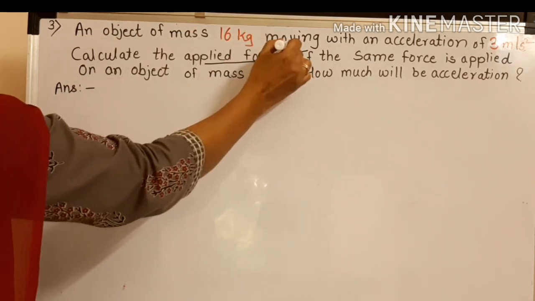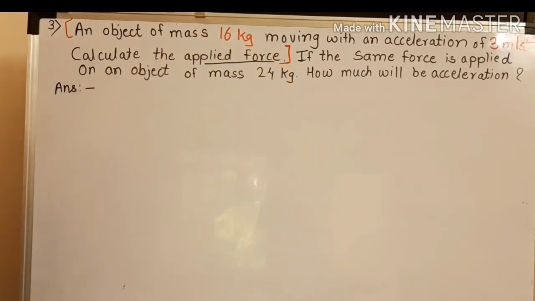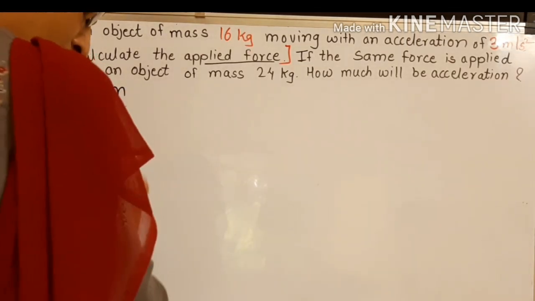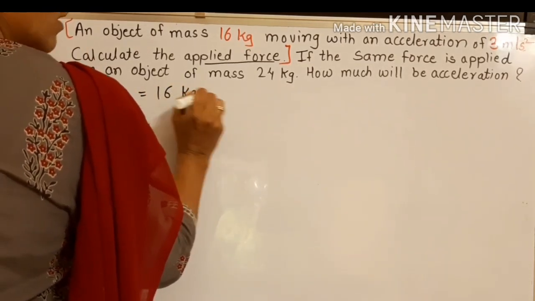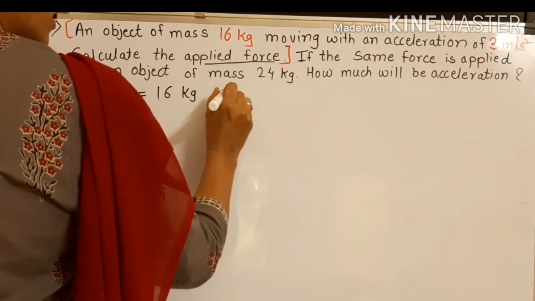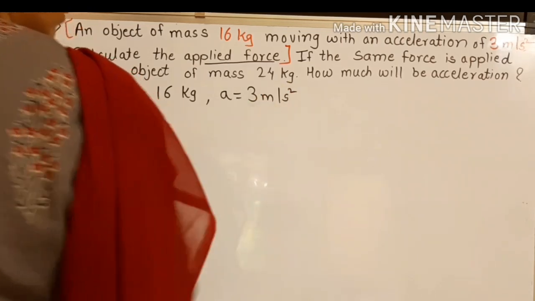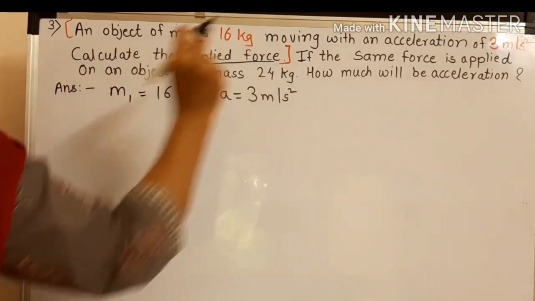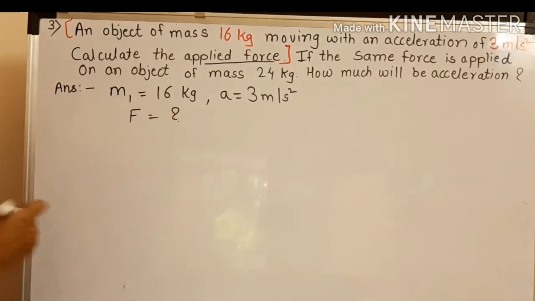So first part we solve up to here, and the next one is the second part. For the first part, what is given? Mass is given, which we consider m1 equal to 16 kg, and acceleration, given by small a, is equal to 3 meters per second square. Here we have to calculate the applied force. Means we have to calculate force. F is equal to what? That we are going to find.